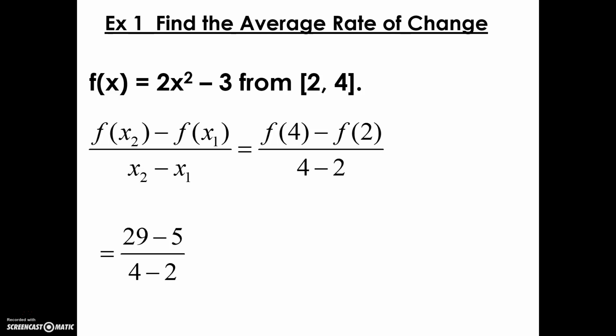And again, the way that we got 29, 4 squared is 16. 16 times 2 is 32, and 32 minus 3 is 29. And the way we got that 5, if you do 2 squared, that's 4. 4 times 2 is 8, and 8 minus 3 is equal to 5. So those became our y values because they were the answer to that problem. And then 29 minus 5 is 24. 4 minus 2 is 2. And if I simplify that, I get 12.